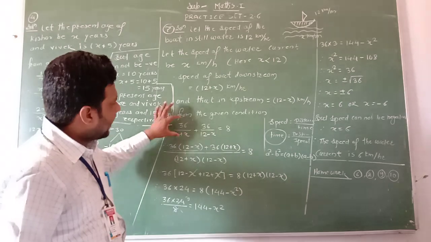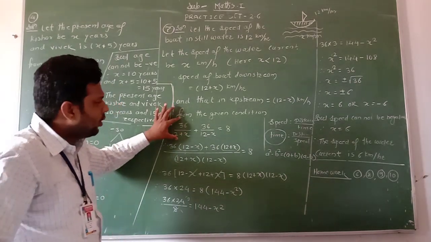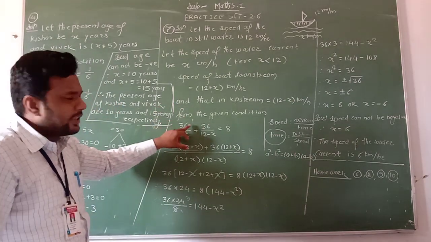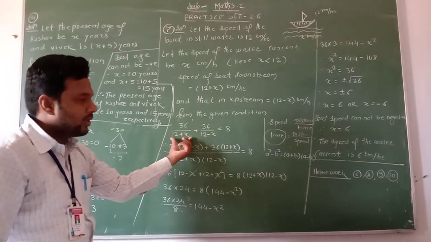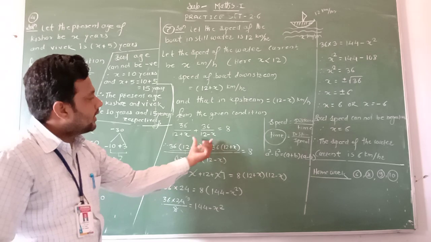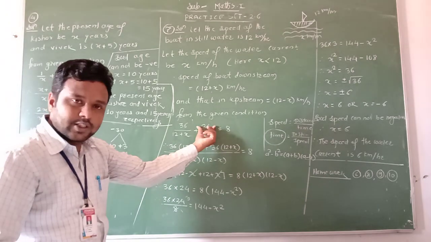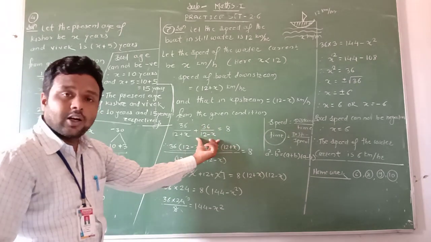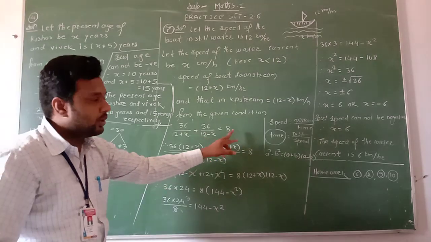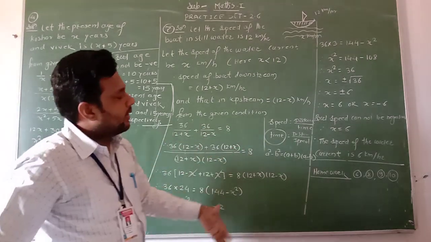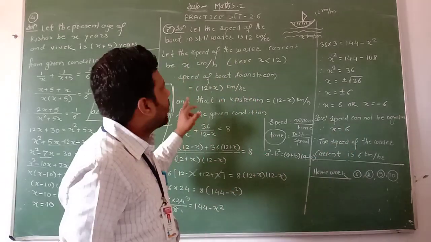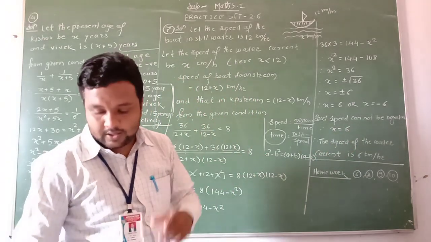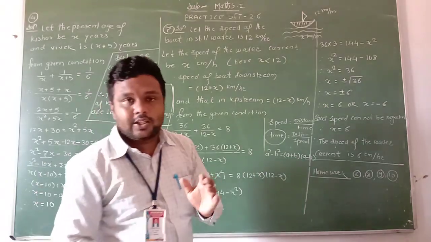Therefore the time taken by the boat to travel the distance of 36 km downstream is distance 36 km upon the speed of the boat in downstream. Here the same distance 36 km, but it is upstream, that is 12 minus x, is equal to 8. Here we solve the equation, we get the value of x, and what is x here? That is the speed of the water current. Okay, so I hope student you understand this question.